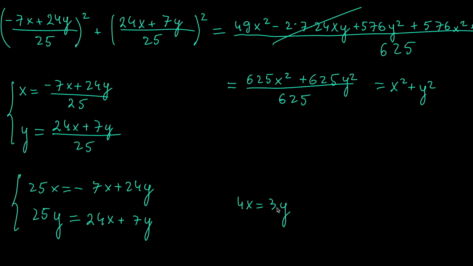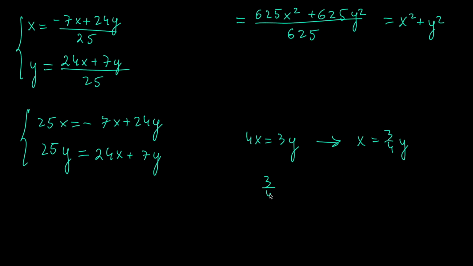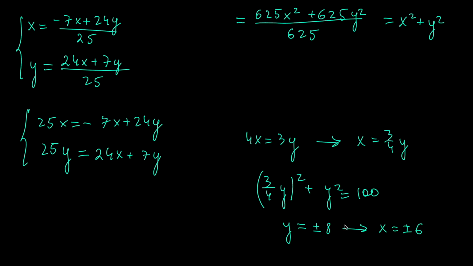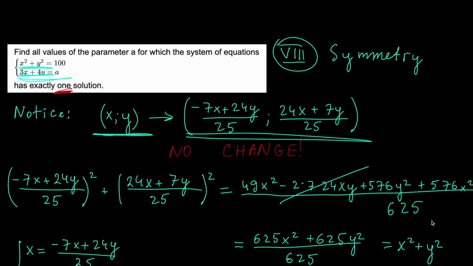So if I say x equals 3 over 4 times y and plug it into the first equation, then I'm going to have x squared, which is (3 over 4 y) squared, plus y squared equals 100. And if I solve that equation, I will have y equals plus or minus 8, which gives me x equals plus or minus 6. And we already saw in one of the previous solutions that if x equals 6 and y equals 8, then a equals 50. And for negative values of x and y, we're going to have the negative value of the parameter a. So once again, we have a equals 50 or a equals minus 50. And we have that result using symmetry.